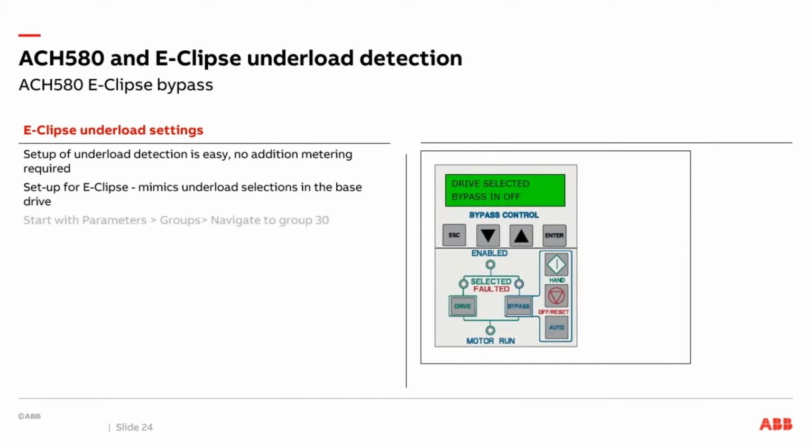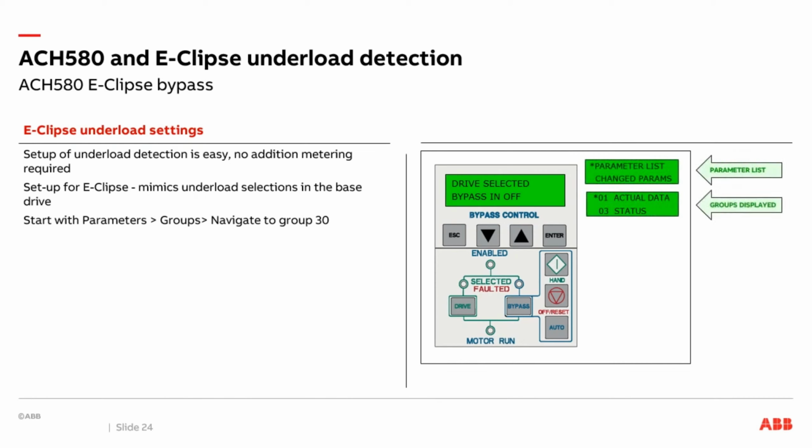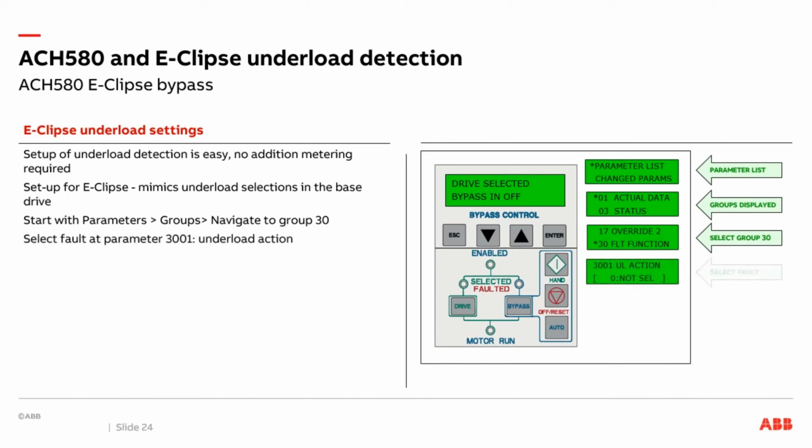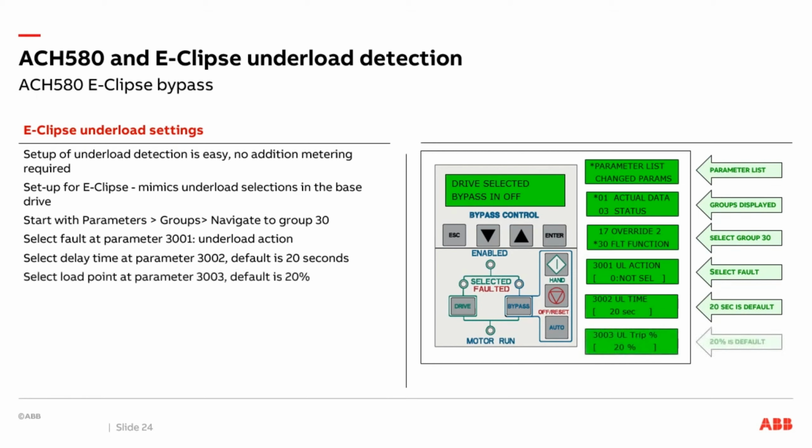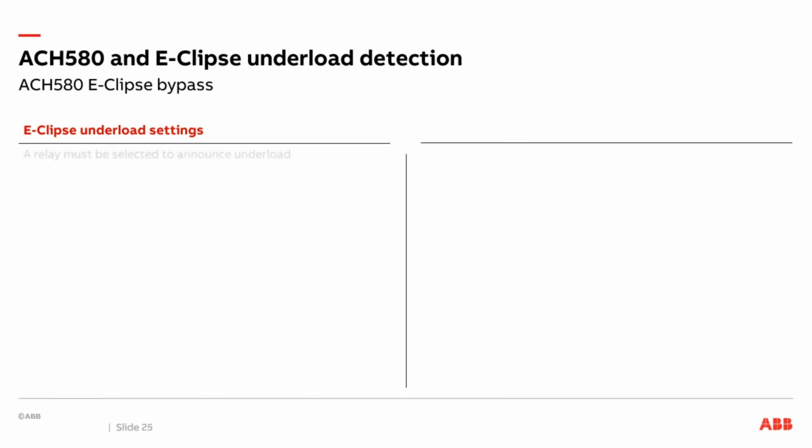On the bypass keypad, select parameter list, and the parameter groups are now displayed. Navigate to group 30 and select 3001 fault functions, and then select fault. Like the base drive, select a delay time and a fault level. With the underload detection enabled, we still need to program a relay that announces when an underload has been detected.